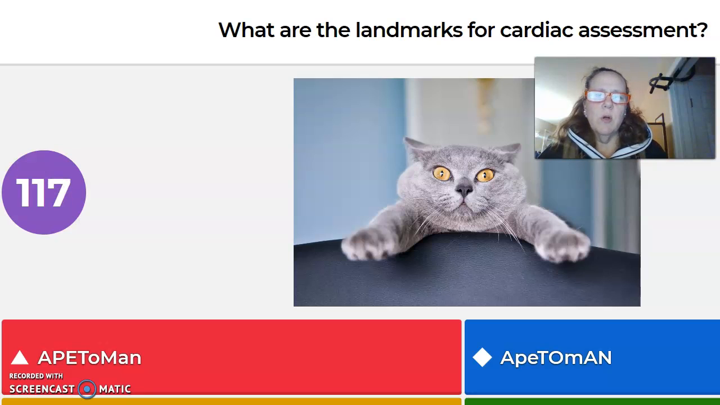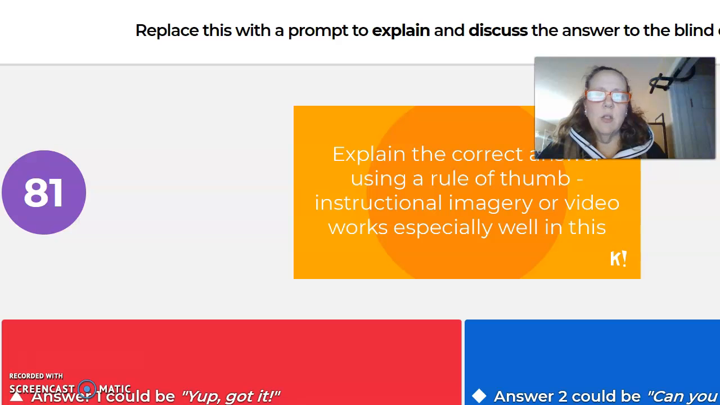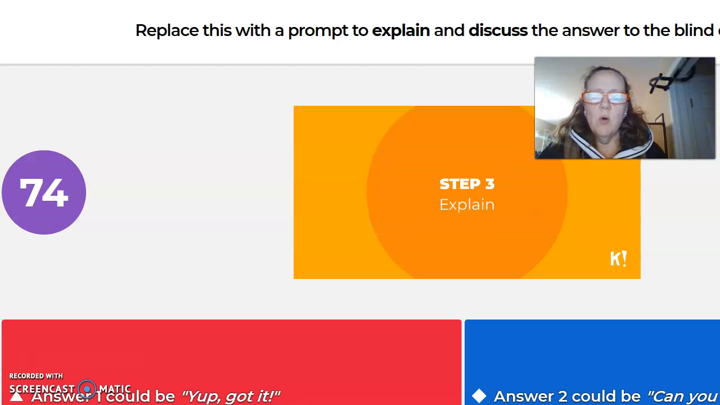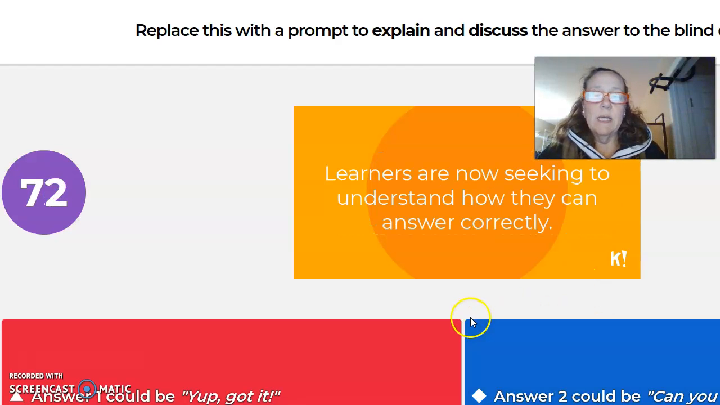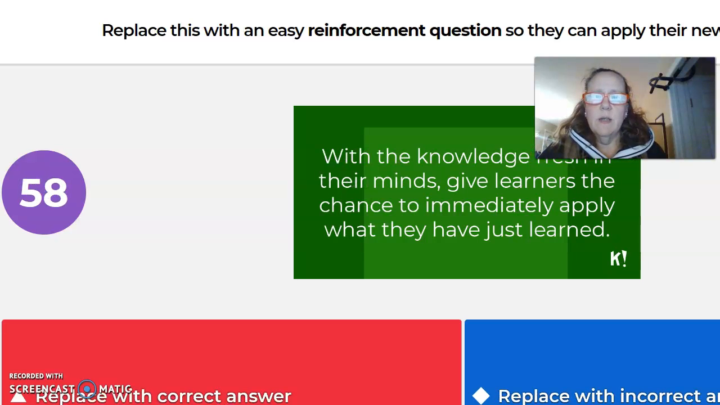When you build your information and build your tests, they often give you a scenario based on what your topic is. And now you can replace this with a prompt to explain and discuss the new answer, the blind question. So there are no answers or choices given. You have to come up with that on your own. And perhaps there really is no answer. And the answers you can choose are, yep, I got it, or can you explain that again? And then you can poll the class on how well they understand the information.